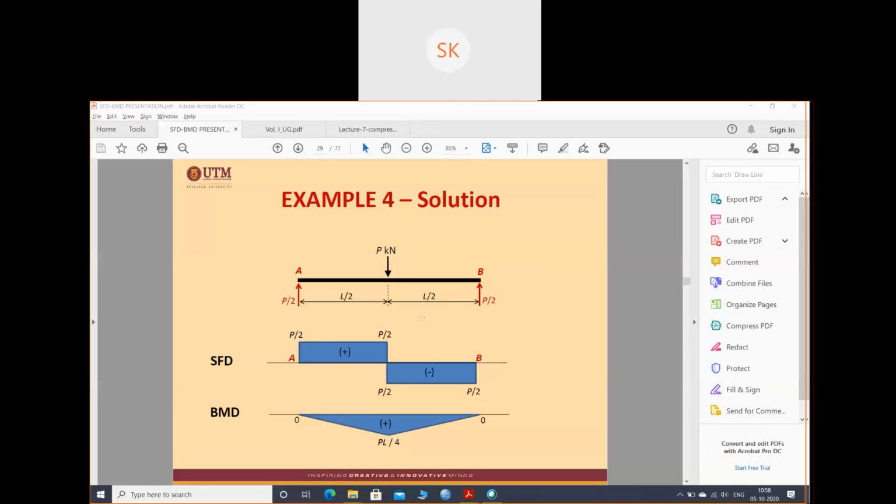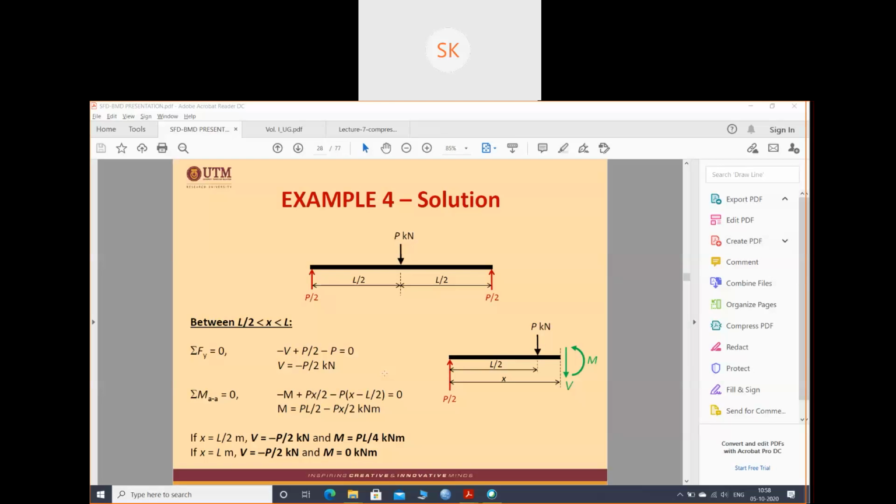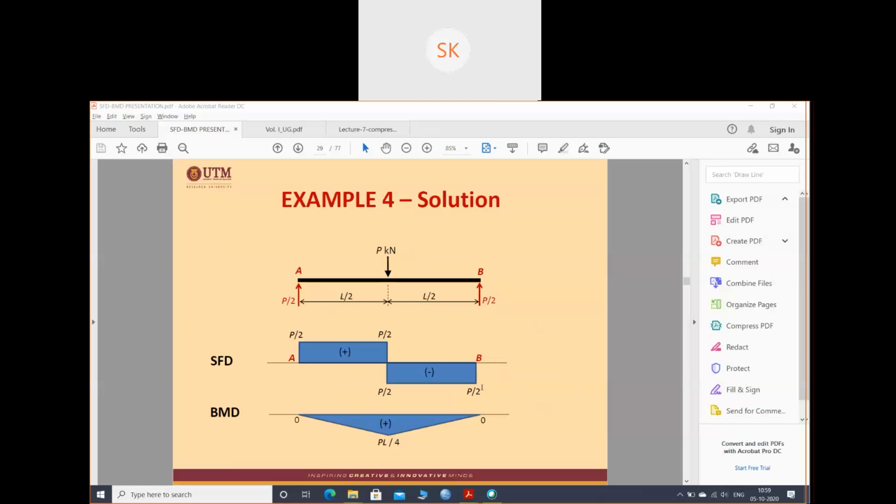Understood or not? Then at L by 2 again you got a negative P by 2, and at L you got negative P by 2. So at the same point you got a value of negative P by 2, and at L distance you got negative P by 2. So this is the positive shear force, this is the negative shear force.